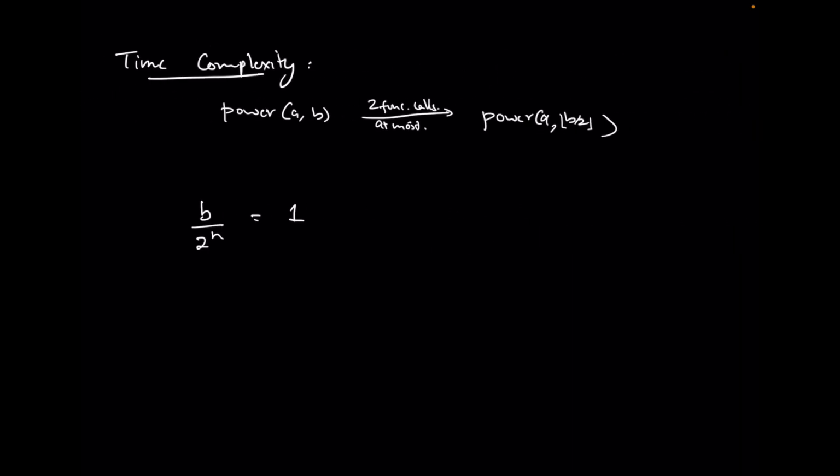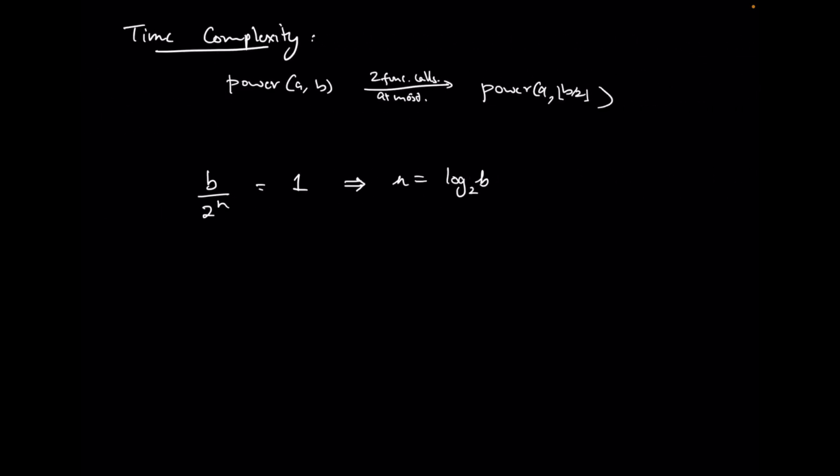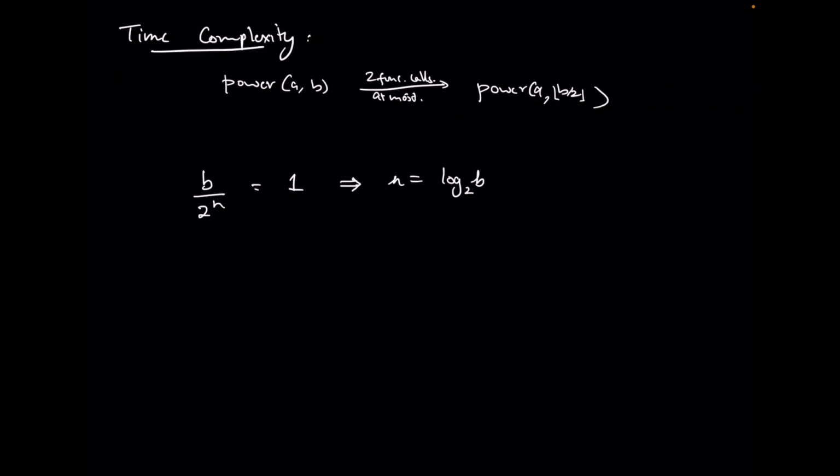So let's try to calculate how many steps it'll take for b to become 1 if we keep dividing it by 2. Okay, so if you keep dividing it by 2, let's say you divide it by 2 n times, so you get b over 2 to the power n, and this should be equal to 1, right? This basically tells us that n is equal to log b base 2, right? If you solve this equation, what you'll get is n is equal to log b base 2. So this is the number of times that you need to divide b by 2 to make it equal to 1, right?